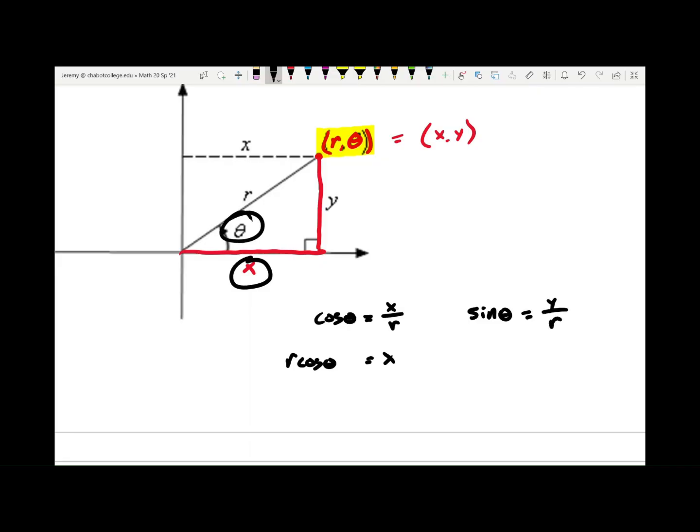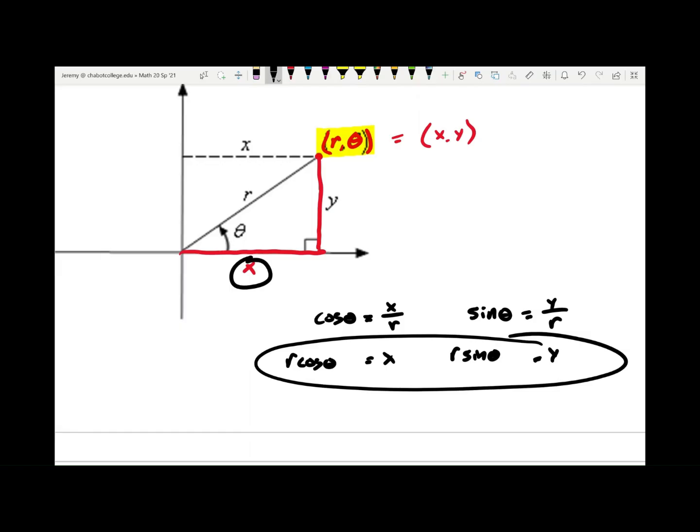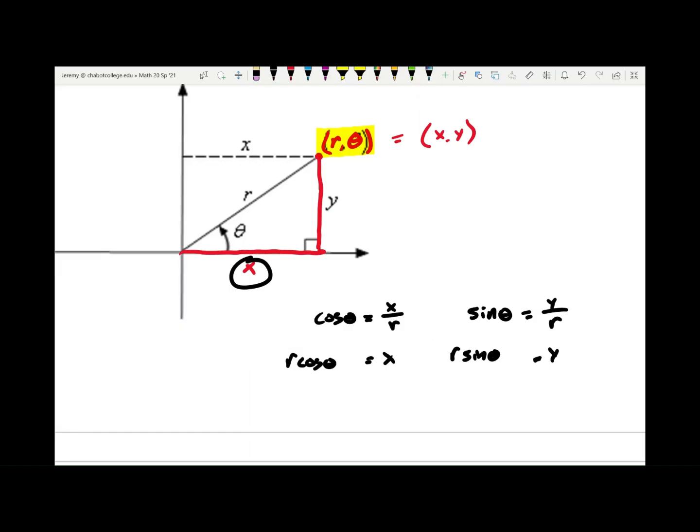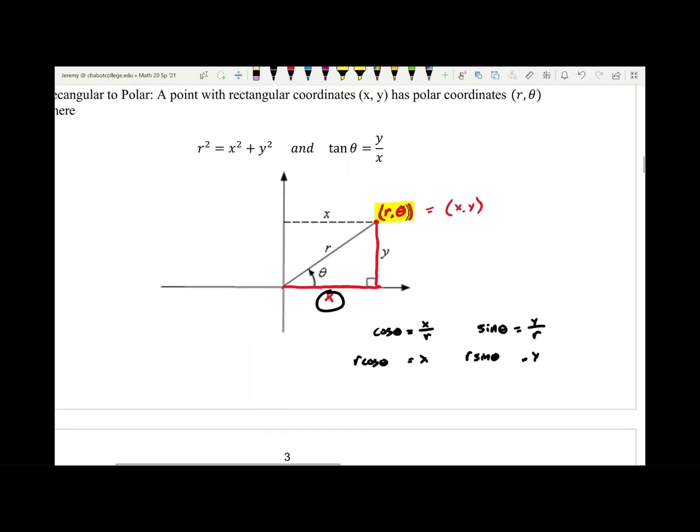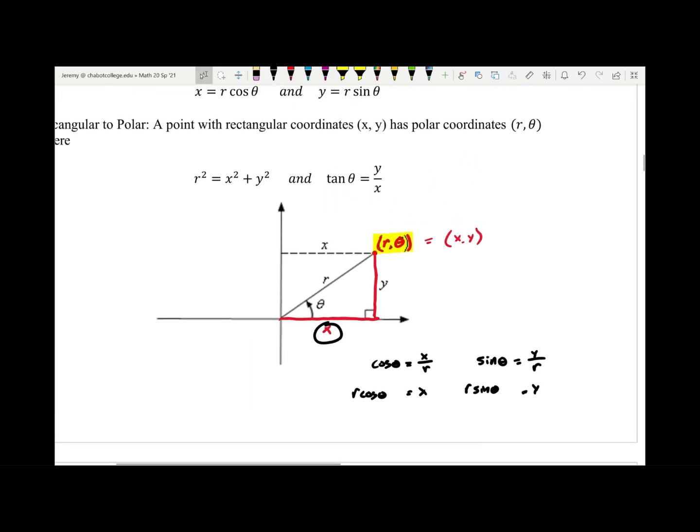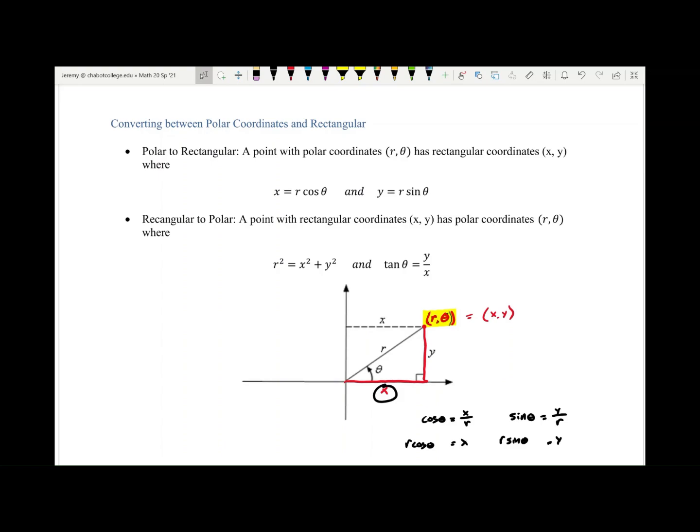Similar line of thinking, notice that sine of theta is equal to y over r. That's how I relate theta and y and r. And then multiplying both sides by r, I get y equals r sine theta. So these two formulas here, as long as we have r and theta, we can plug it in and we can get x and y. Okay? So that is where these formulas came from. I just derived them real quick.